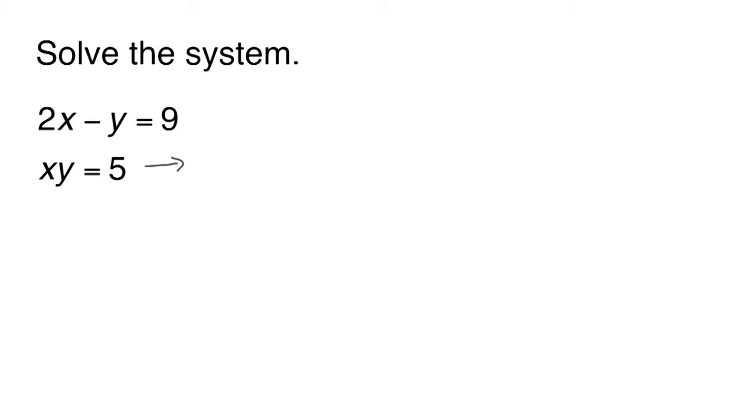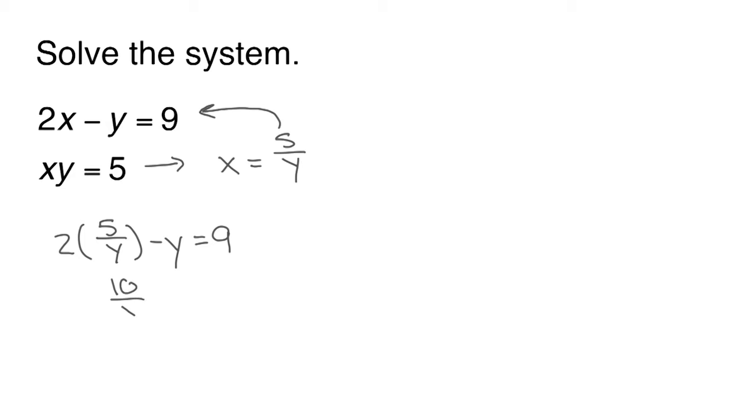We'll solve our second equation for x, and we get x is equal to 5 over y. Now we can substitute 5 over y for x in the first equation. When we do that, we get 2 times 5 over y minus y is equal to 9. 2 times 5 over y is 10 over y minus y is equal to 9.